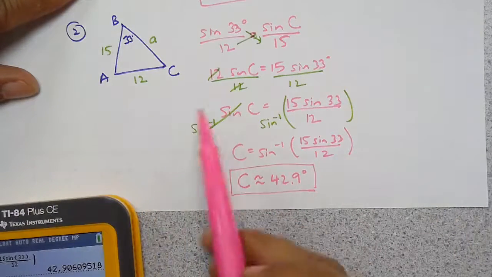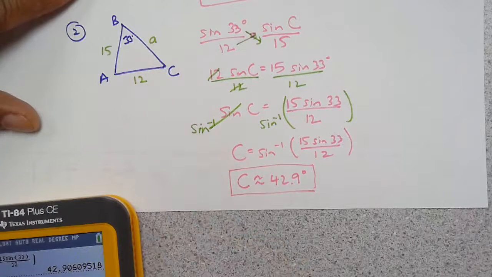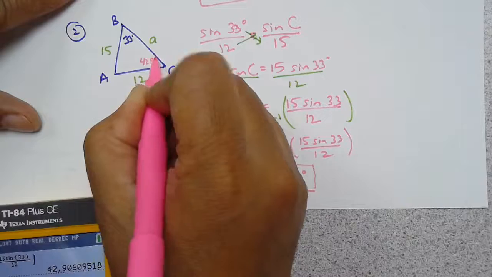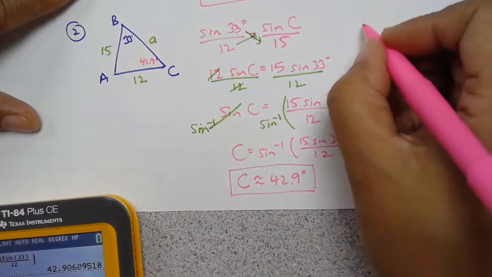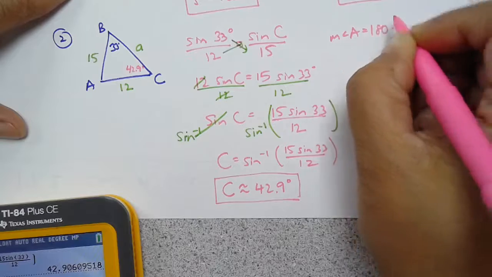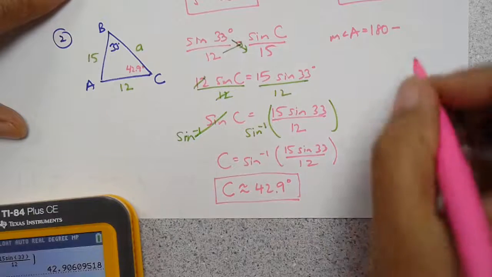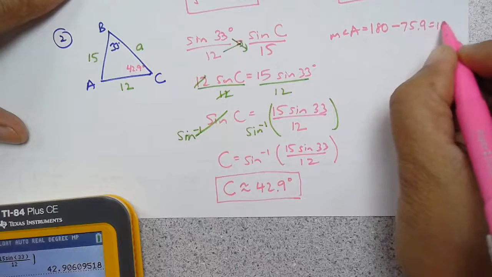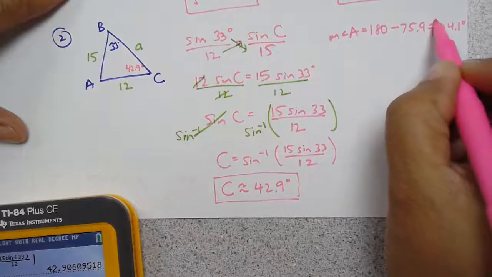And since I now have angle C, I can go ahead and find angle A so that I can use the A's. So how do you find angle A? Well, if I know this is 42.9, I can subtract that from 180 to get the missing angle measure. So 42.9 plus 33 is 75.9. And if you subtract that from 180, you get 104.1 degrees.